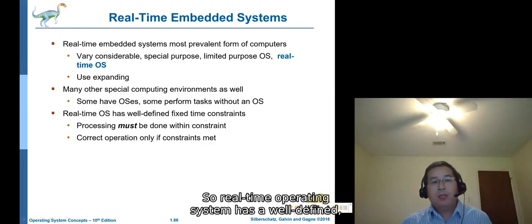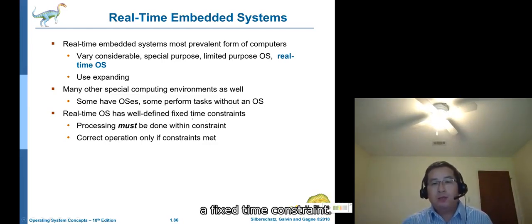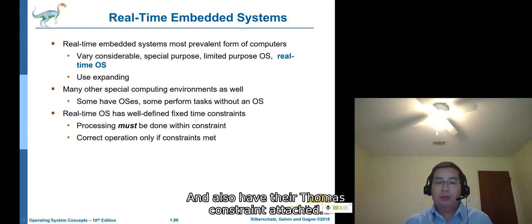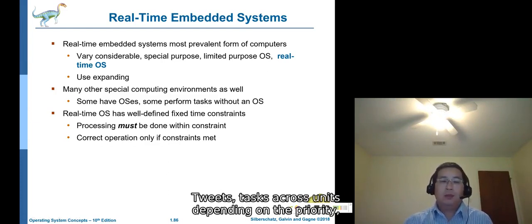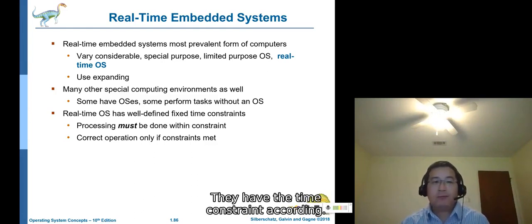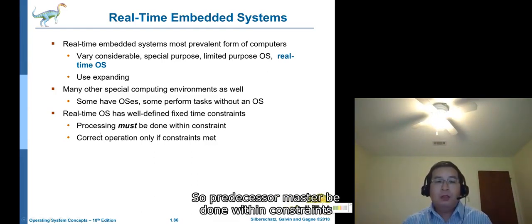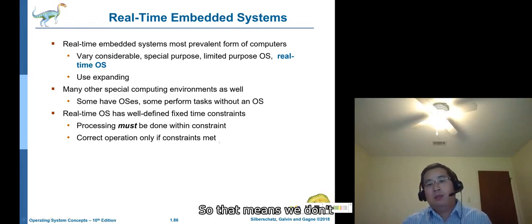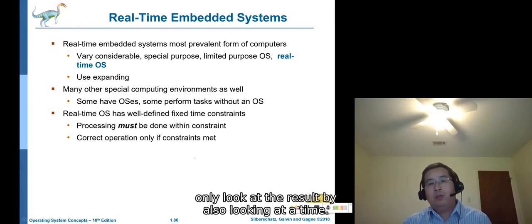Okay. So a real-time operating system has a well-defined fixed time constraint. That's the most important. Real-time means finish as soon as possible, and also have the time constraint attached to each task. Of course, it depends on the priority, which one has the highest priority, and so on. They have the time constraint accordingly. So processing must be done within constraints, and correct operation only if constraints are met. So that means we don't only look at the results, but also look at the time.